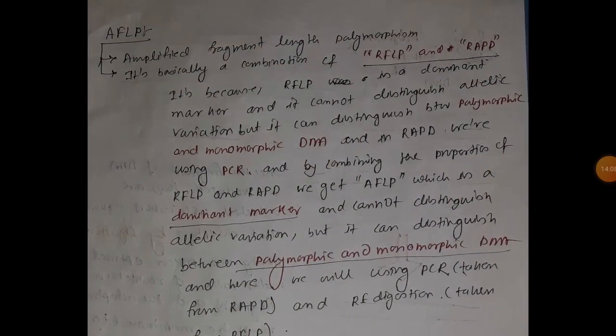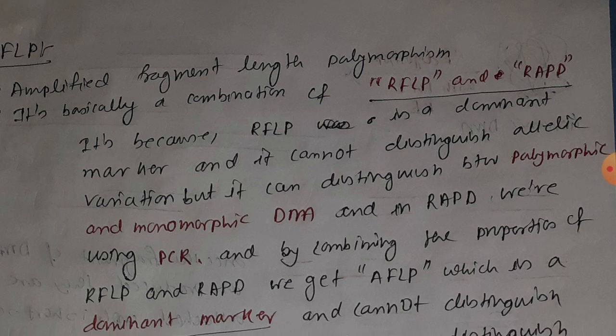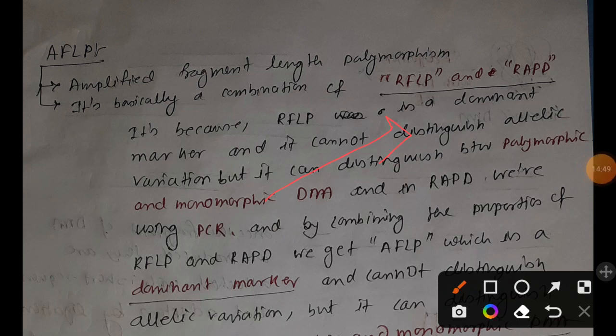So in short, if we want to revise this, AFLP is amplified fragment length polymorphism. AFLP is nothing but a mixture of RFLP and RAPD. RFLP was the dominant marker that we discussed in the previous video, and RFLP has a major problem: if we don't get a large amount of DNA fragment, then analysis becomes difficult. As it is a discovery of the pre-PCR era, we have no amplification process, right? So we have to work with only that small amount of DNA sample.